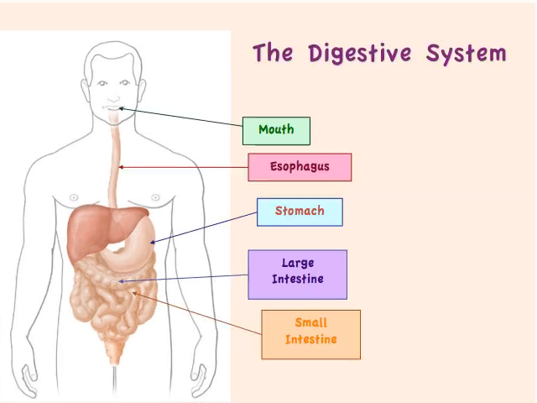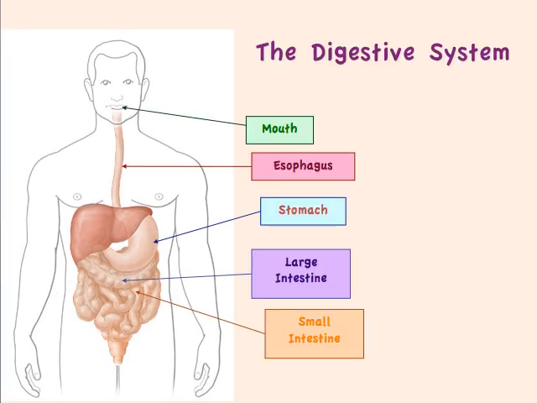Let's review. The digestive system is where foods we eat are broken down, nutrients are absorbed, and wastes are excreted. There we have it, the digestive system.